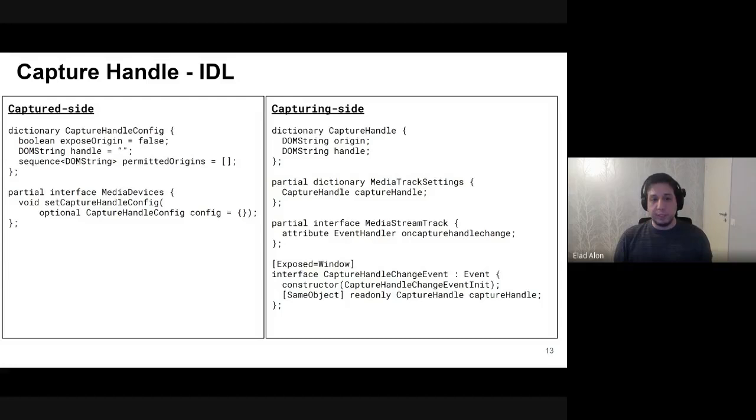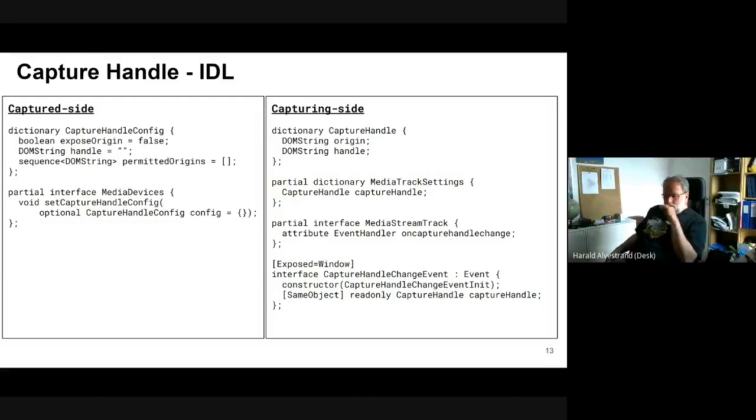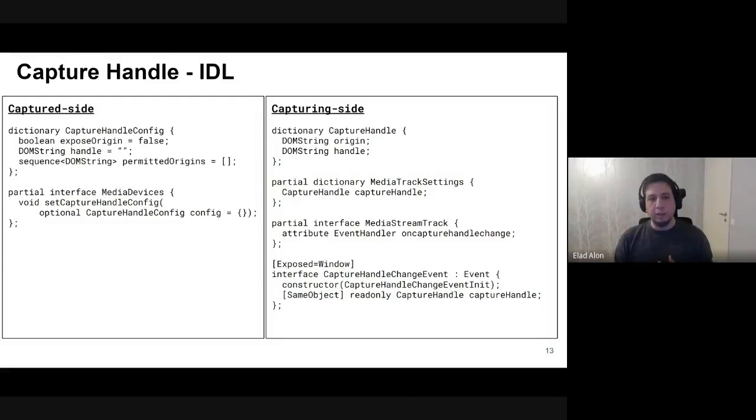And then the capturing side says, I would like to either get notifications whenever the handle changes, which can happen if you navigate, and it can happen if you just load a different slide deck on the presentation software or anything like that. Or I could read the exact one at the time which I wish. So you could either read it on getSettings on a track that you already have, or you could register to get new notifications when it changes in the future, or both.